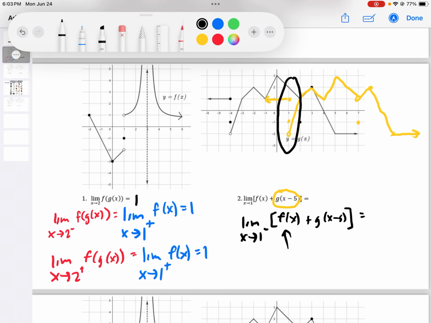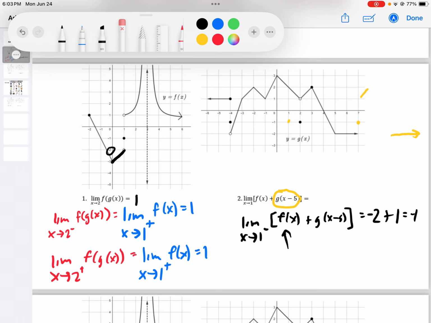All right, so the first part, f of x, the limit as x approaches 1 from the left. From the left, the y value it's approaching is -2. Plus whatever we get when the g function is approaching 1 from the left. So 1 from the left looks like it's right there at 1, which gives me -1.